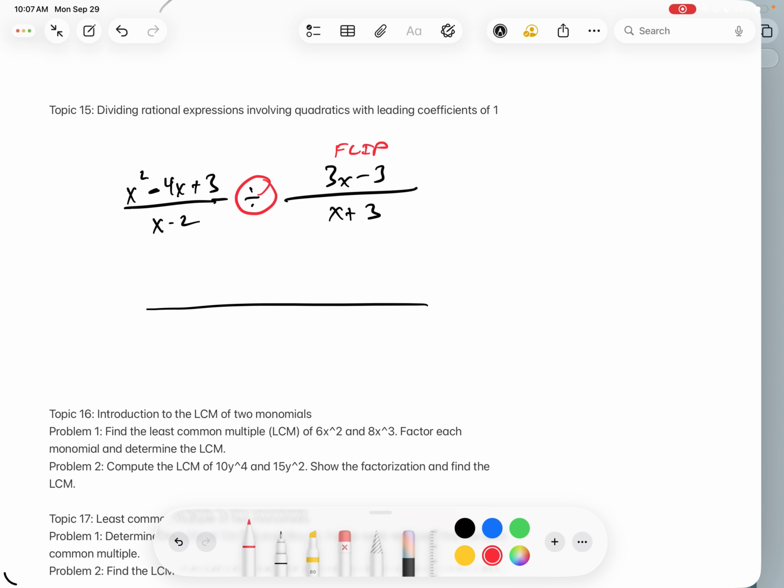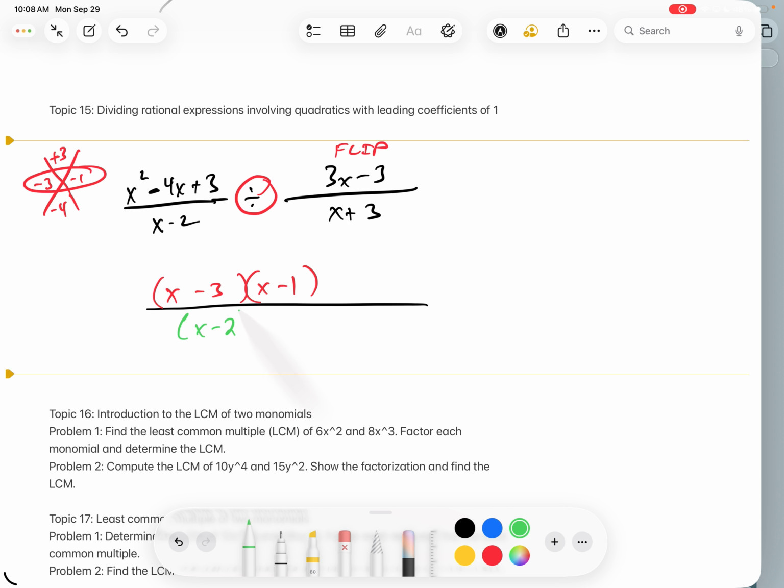All right, so upper left, that's a factoring problem. What multiplies to be positive 3 and adds up to be negative 4? That'd be negative 3 and negative 1. So x times x is x squared. Negative 3 times negative 1 is positive 3. Negative 3 plus negative 1 would be negative 4. Bottom left is just x minus 2.